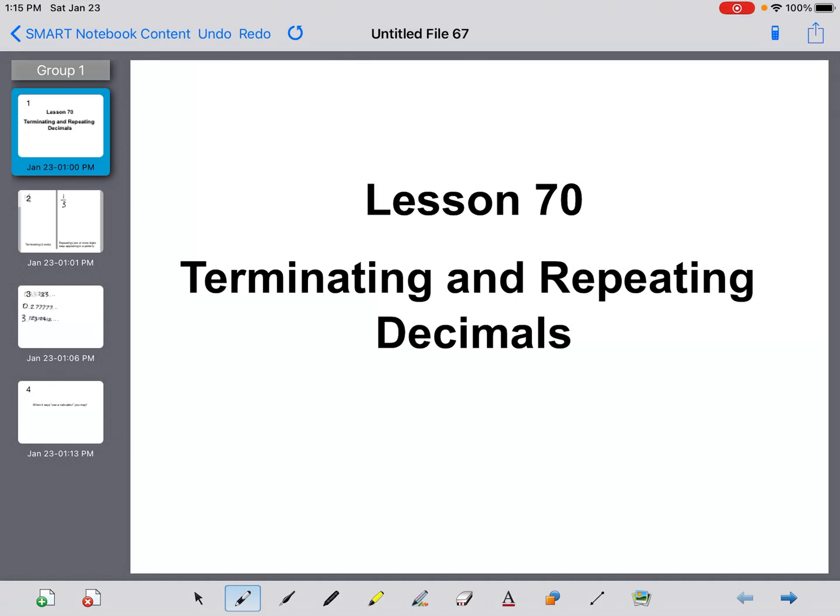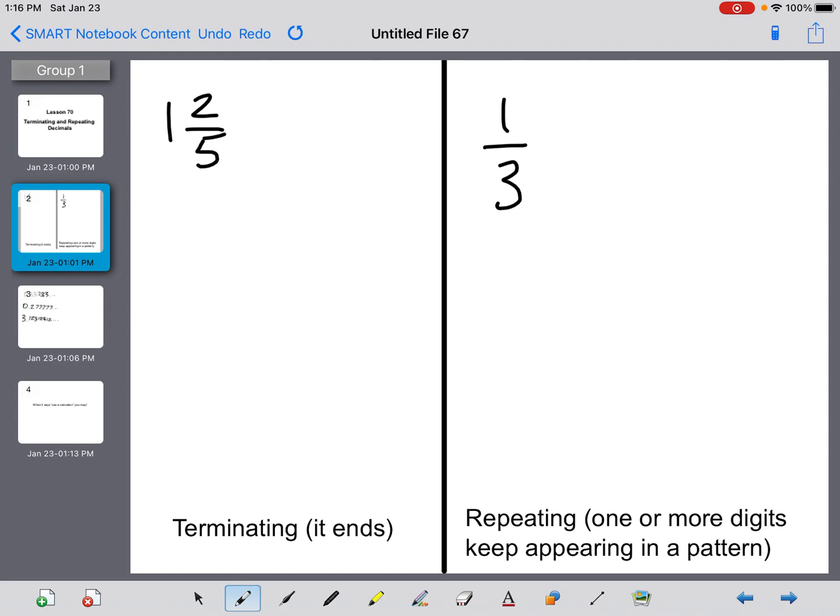Lesson 70, terminating and repeating decimals. So today's lesson is going to build off of the lessons that we have done so far in changing fractions into decimals, but of course there are going to be a few new things to learn along the way. We're going to start on the left-hand side of the screen with the mixed number 1 2/5. And what we're going to want to do today is change that into a decimal.